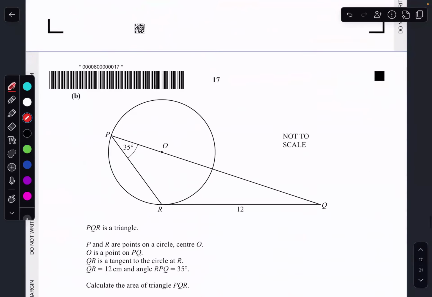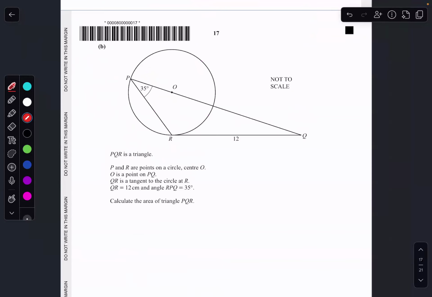Question number B, the same question, B part. PQR is a triangle. P and R are points on a circle with center O. O is a point on PQ. QR is a tangent to the circle at R. QR is equal to 12 and angle RPQ is 35. Calculate the area of triangle PQR.